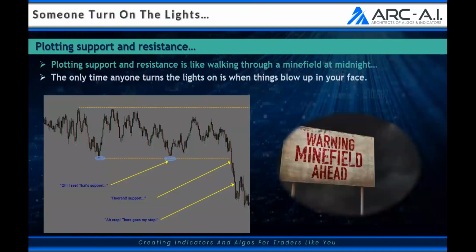There's a lot of different options available to you. When plotting support and resistance, the way I look at it is kind of like walking through a minefield at midnight. The only time anyone turns the lights on is when things blow up in your face.